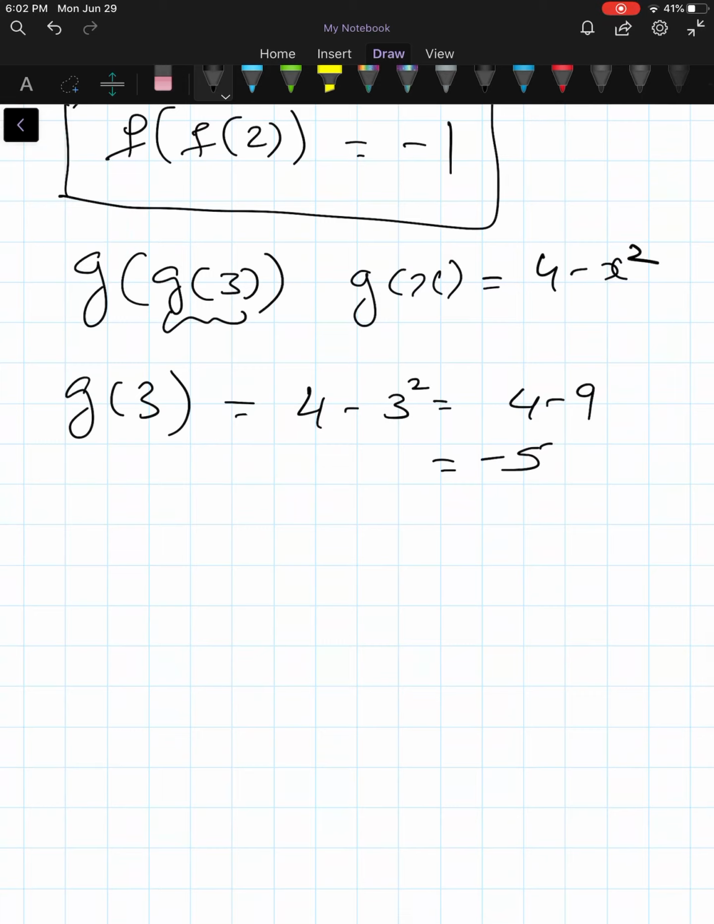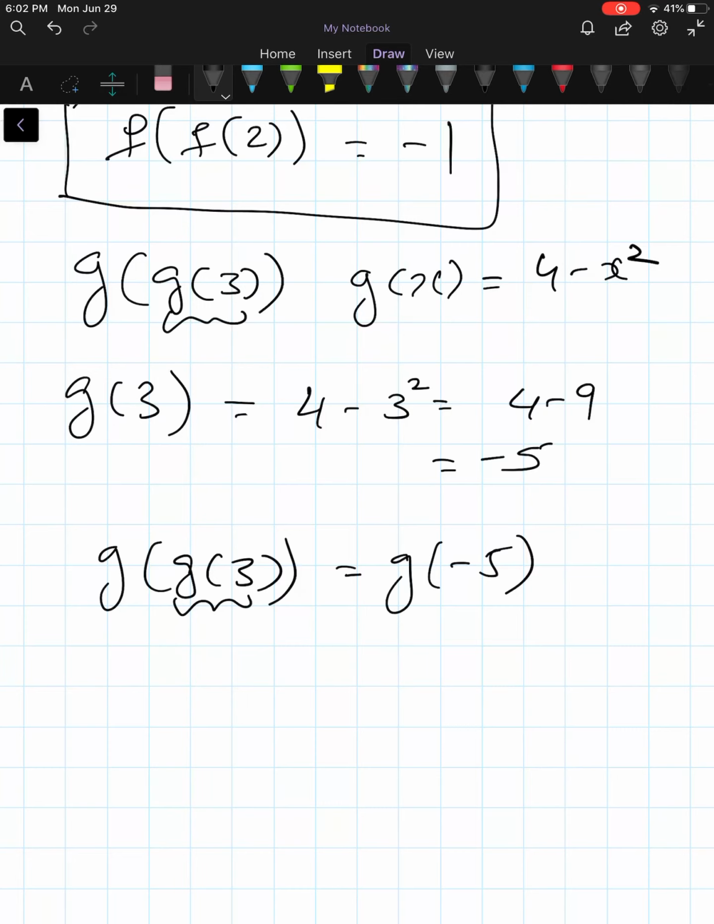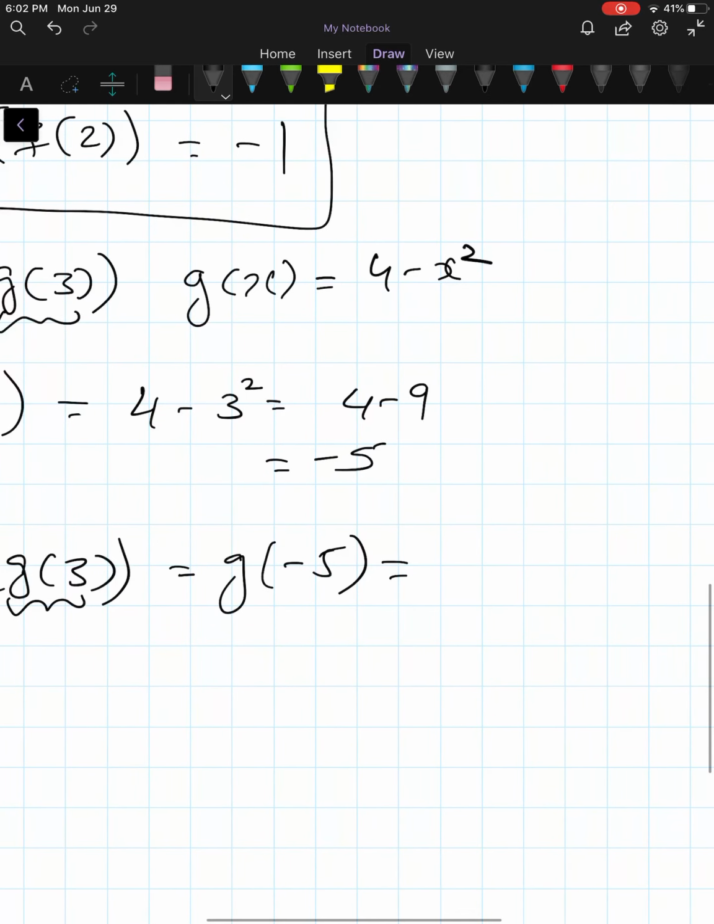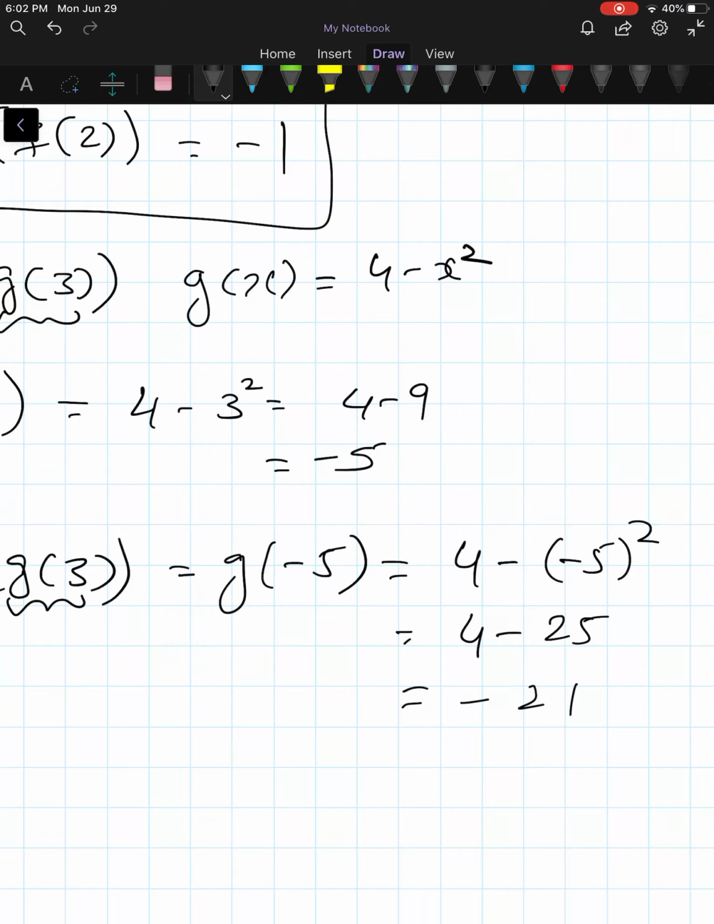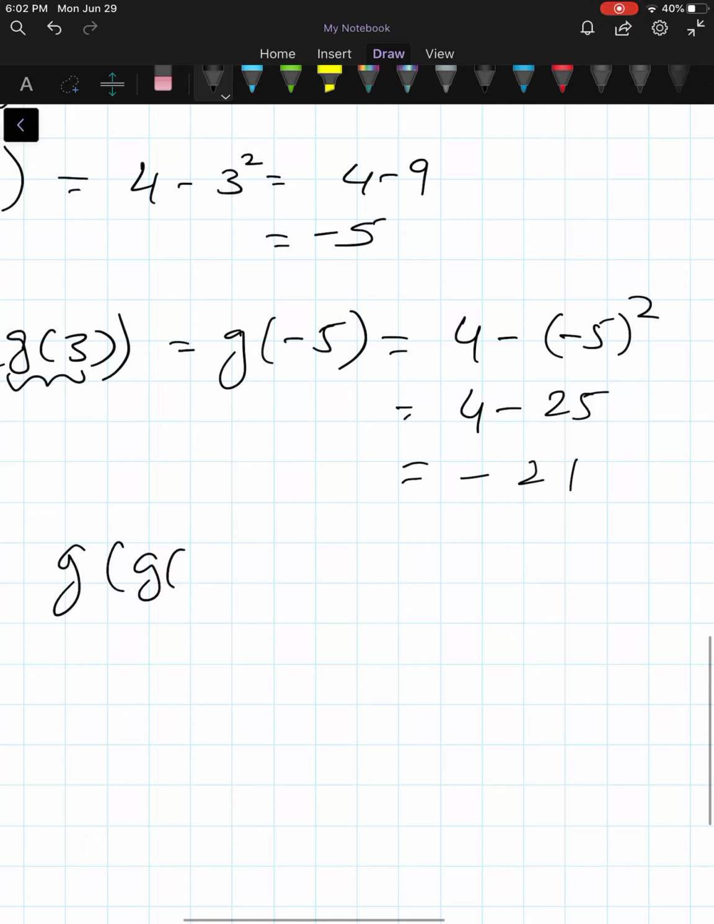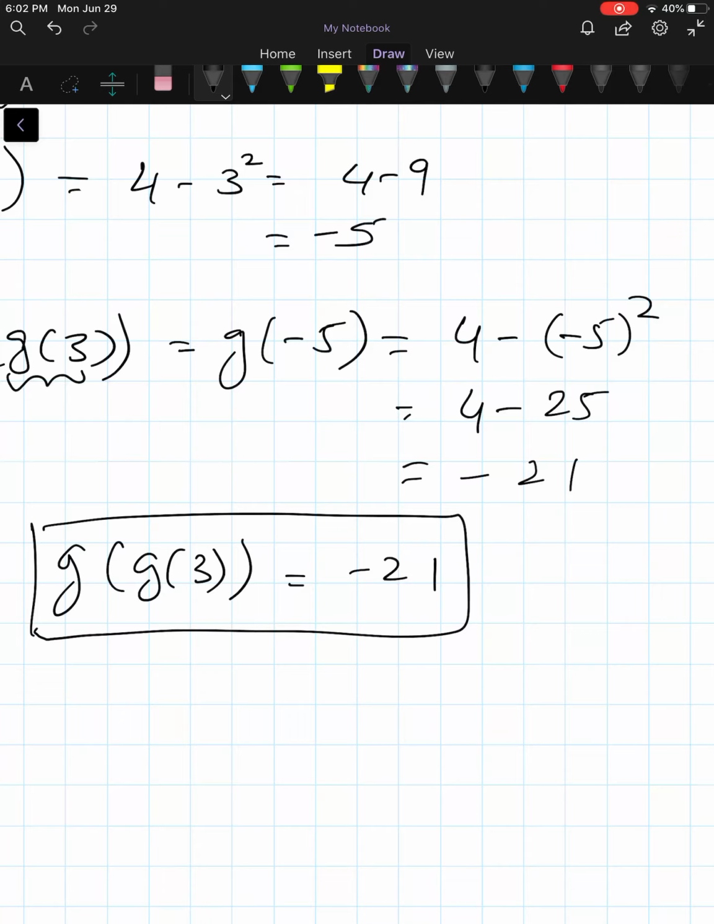Okay, so now g of g of 3 would be g of negative 5, because g of 3 is negative 5. So wherever there is x, substitute negative 5. That would give us 4 minus negative 5 the whole square. That will be 4 minus 25. That is nothing but negative 21. So g of g of 3 is negative 21. So this is repeated application of a particular function. This is also a composition.